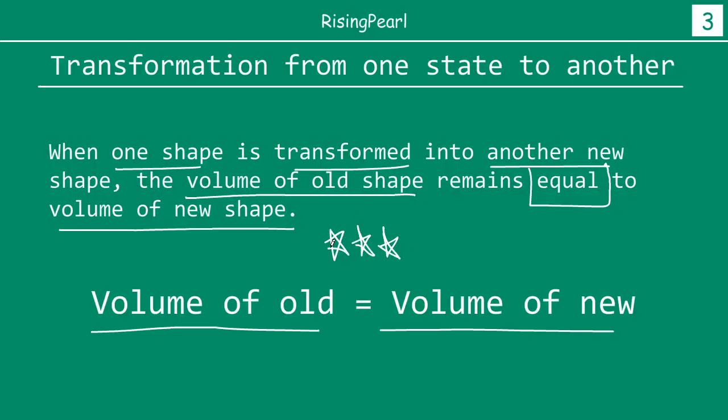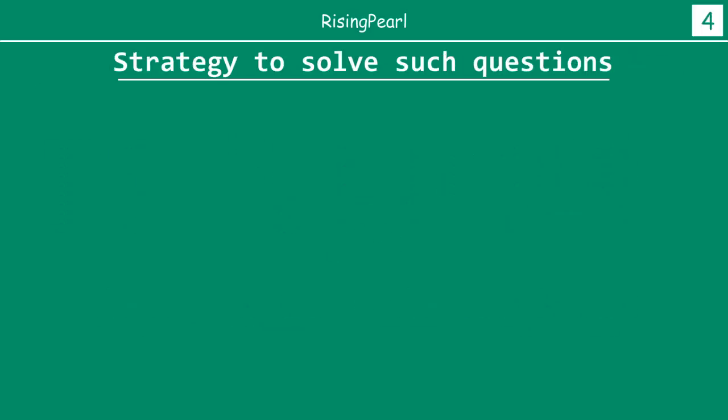Each asterisk is for very. So it's very, very, very important to keep in mind whenever you have a transformation from one state to another, that the volume of the old shape is always going to be equal to the volume of the new shape. And as we just saw, the reason is because you are using the old shape to make the new shape, because you are not adding anything extra. You take the old shape and you use that to make the new shape. So the volume of the old is always going to be equal to the volume of the new. Very, very important to keep this in mind.